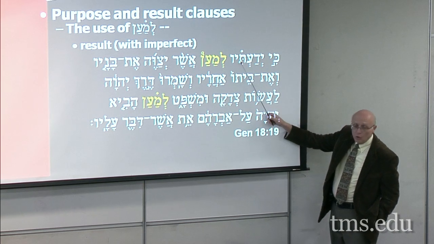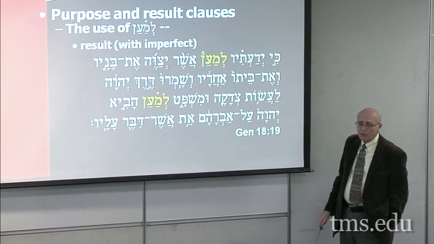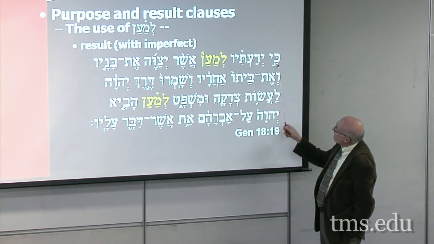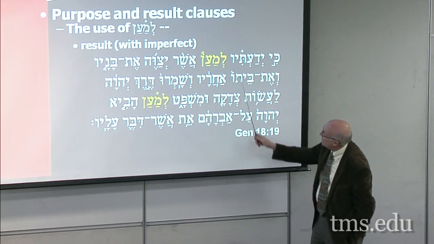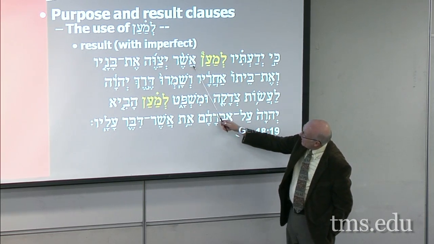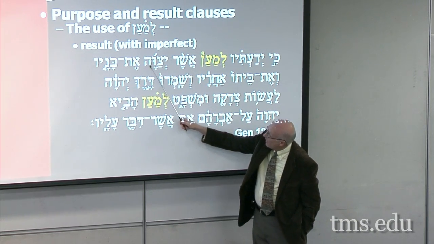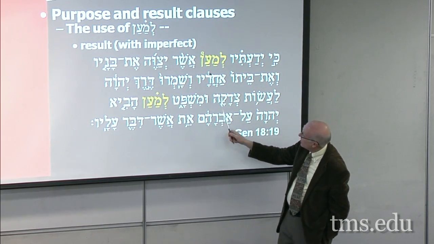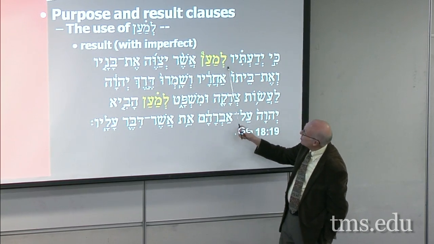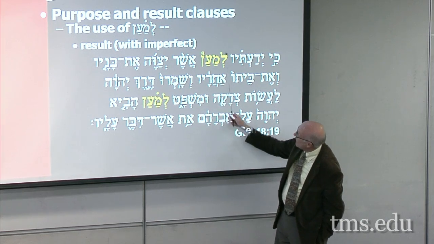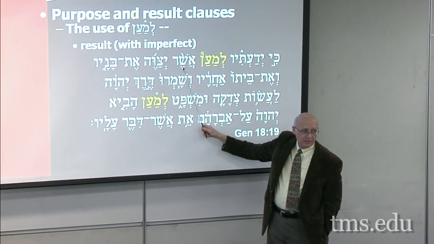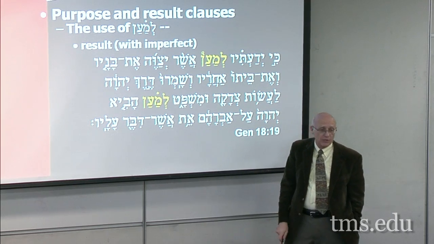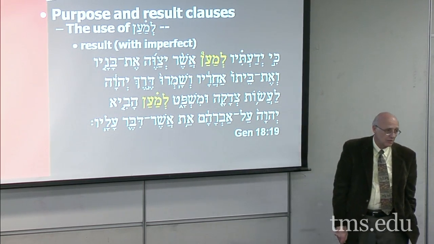Because I knew him. The idea of knowing here is in selecting, choosing, electing. Because I knew him, lema'an asher yitzaweh. Here you have an imperfect. You have asher here, but what asher does is it combines with lema'an. So that which. It's almost like this is the so and this is the that. When you have asher used with lema'an followed by an imperfect, you know that's always going to be result.